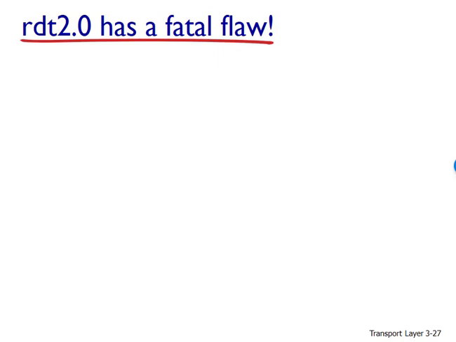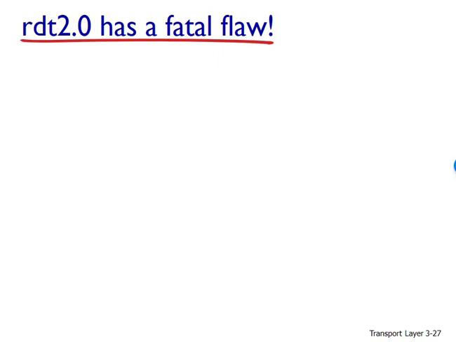Now, what's the problem with that? Protocol 2.0 may look as if it works, but unfortunately it has a serious flaw. In particular, we haven't accounted for the possibility that the acknowledgement or the negative acknowledgement could be corrupted itself.